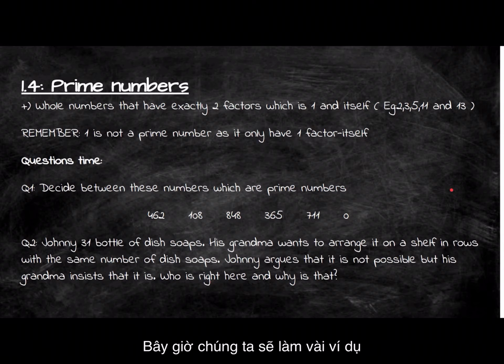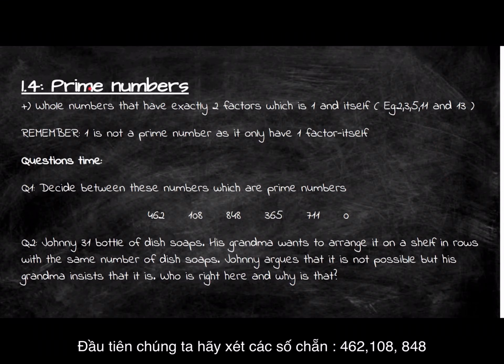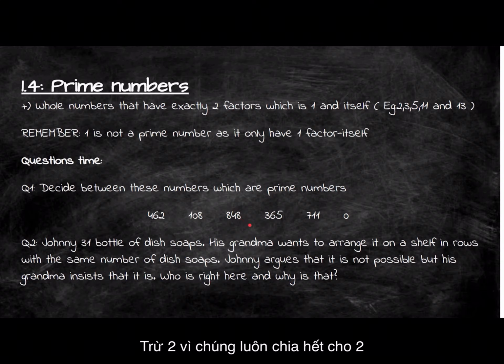Time for some questions. Question 1. Decide between these numbers which are prime and which are not. First, let's look at the even numbers, which are 462, 108, and 848. Obviously, even numbers cannot be prime numbers except 2 because they are divisible by 2, which leads to many other numbers, so we can eliminate them from prime numbers.